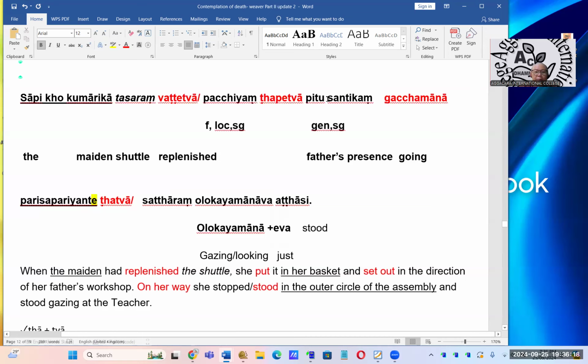Right? So Pitu Santikam, father's presence. Go to the presence of father, Gachamana. So when she was going there, she stood at the outside circle, which in direct translation is the end of the assembly, the end of the crowd. And then she just stood there looking at the Buddha. And this is a long A here because it is from the word sa, alright? So it's a feminine sa. So this one must be put the same, long A. So this is feminine. So all these are feminine, so this one will also be feminine.